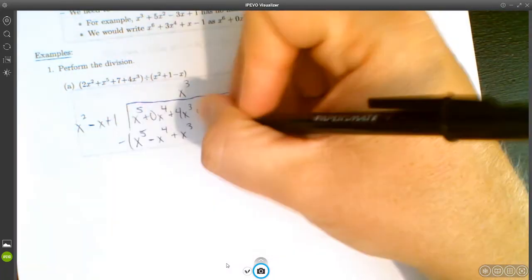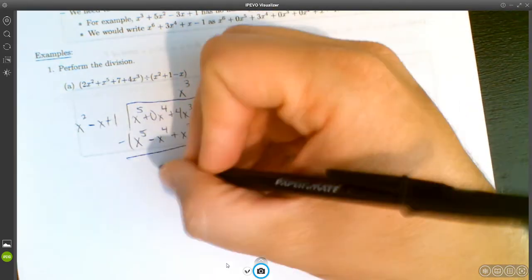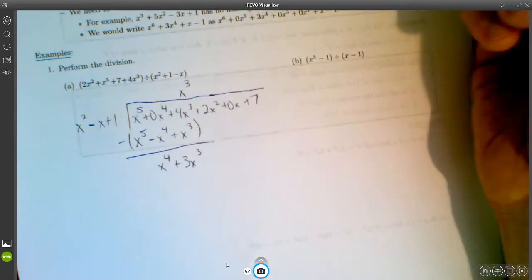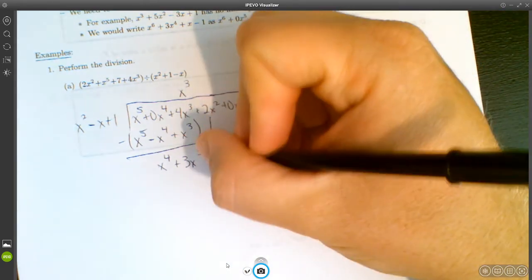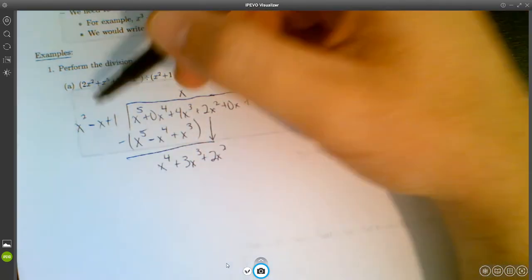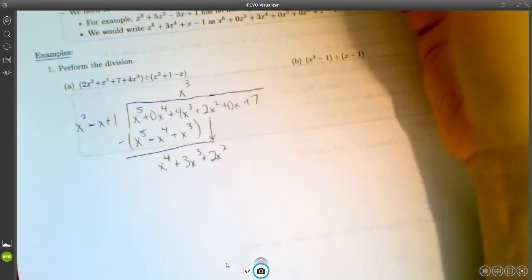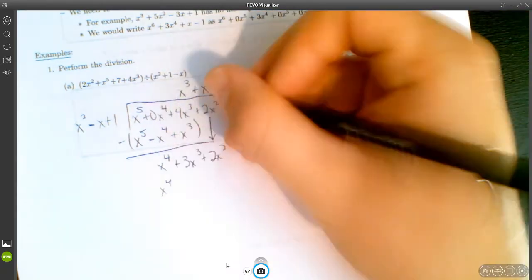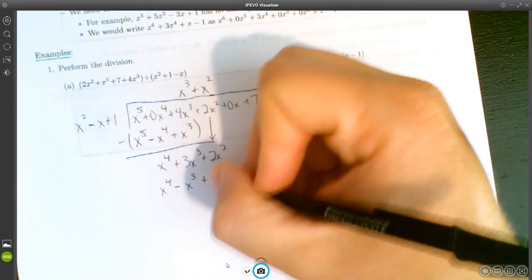Now we subtract. And the x to the 5ths are gone. This is going to become a positive x to the 4th. And then this is going to be 3x cubed. But then after we subtract, don't forget we've got to bring down the next digit. In this case, the digits are terms, so we're going to bring down the next term. And then we repeat the process, right? We ask ourselves, what times x squared equals x to the 4th? And the answer is x squared, right? X squared times x squared is x to the 4th. X squared times negative x is negative x cubed. And x squared times 1 is x squared.